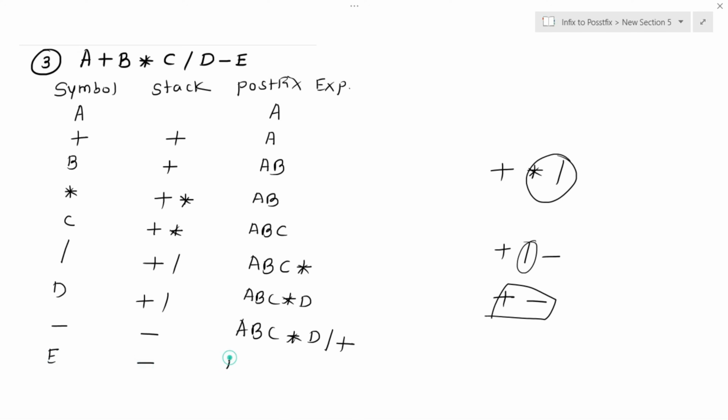Okay, now the next one is E. Here is a minus. E directly goes to the postfix expression. Now we reach the end of the expression and we have only one operator remaining in our stack. So we pop it and directly place it into the postfix expression. So this is our postfix expression.